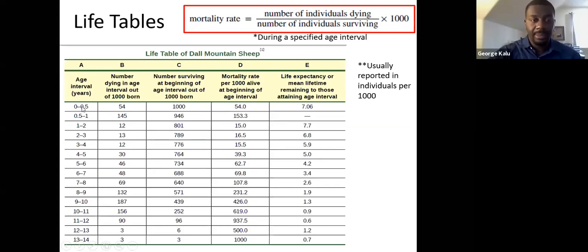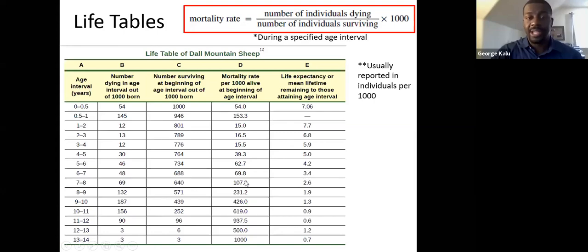Okay. So here we have, from 0 to 0.5 years, half a year to 1 year, 1 to 2, 2 to 3, 3 to 4, and so on and so forth. So we have the age interval in column A. I'll get to column B in a second. Column C is the number of individuals that survive at the beginning of that age group. Column B is the number of individuals of that particular age group that are dying.